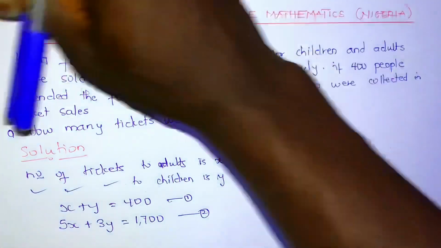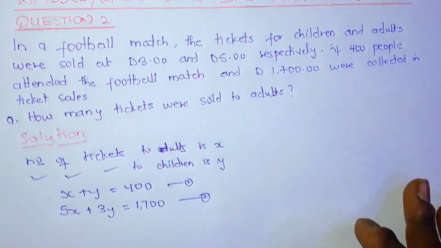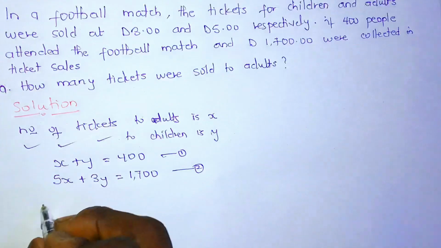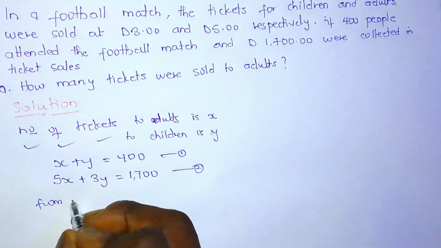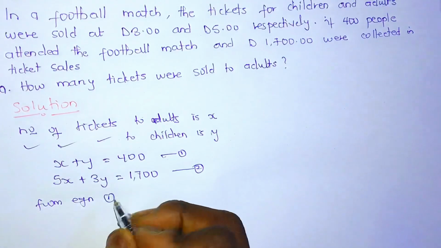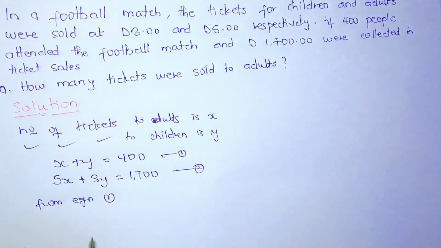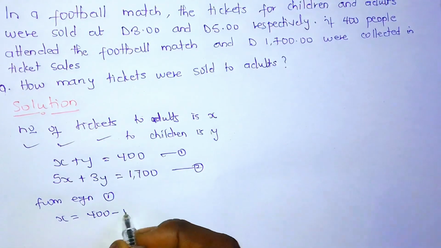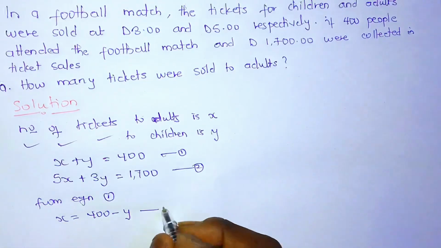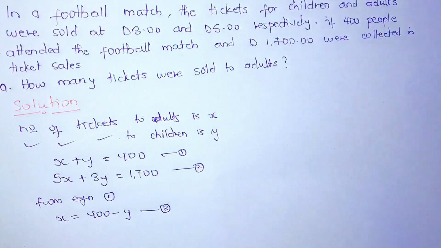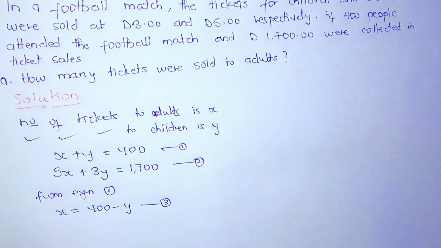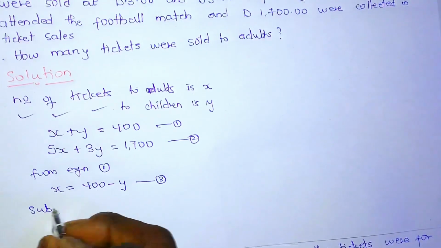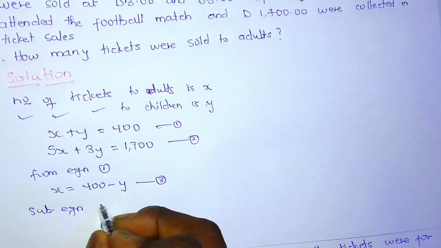So we solve these two equations simultaneously. Okay, so from equation 1, we can make X the subject. We get X to be equal to 400 minus Y. And we can say this is equation 3. So we substitute equation 3 into equation 2.